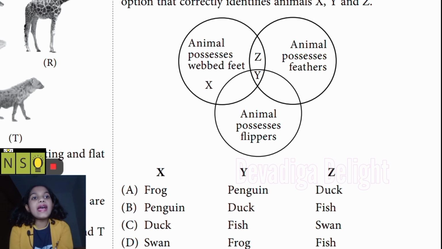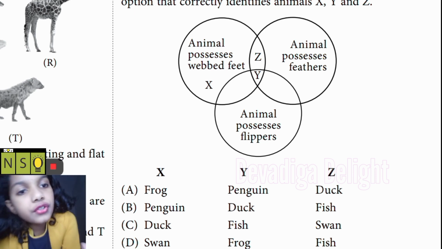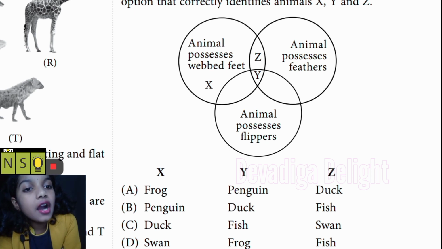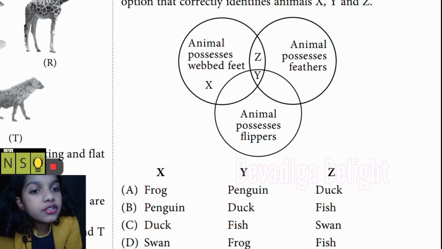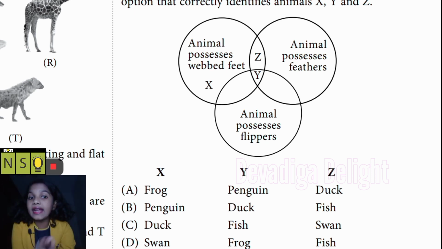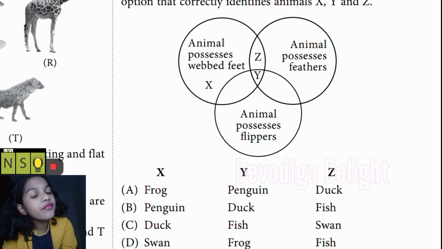and Z. So X is an animal that possesses webbed feet but does not possess feathers. So this animal cannot be a bird. So if you see here, B, C, D, the X is all birds. So that makes B, C, D not the right answer, but A the right answer, because a frog does not have feathers, does not have flippers, but only possesses in the Venn diagram, the thing it only possesses is the webbed feet.